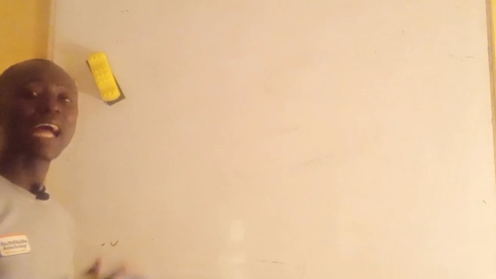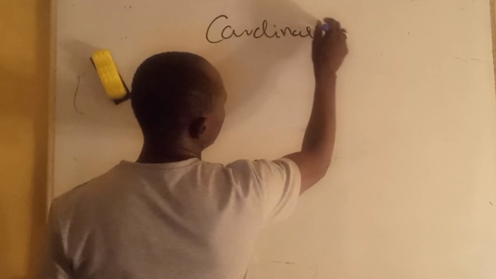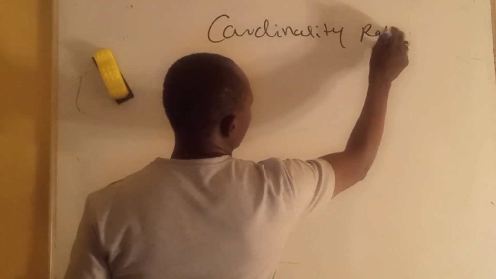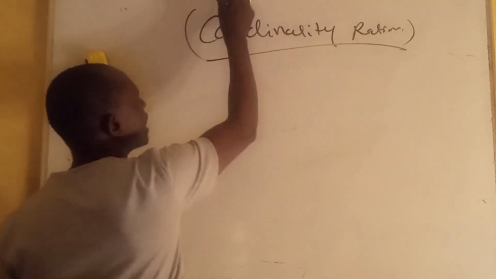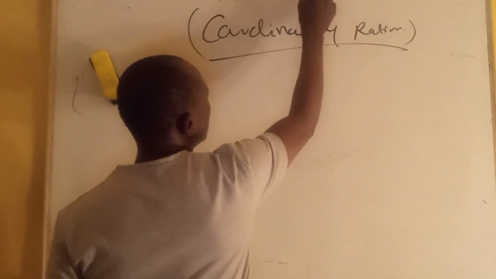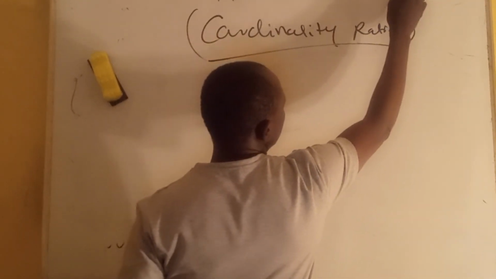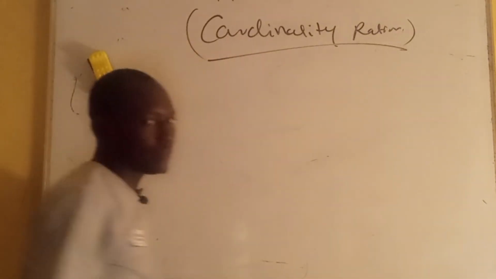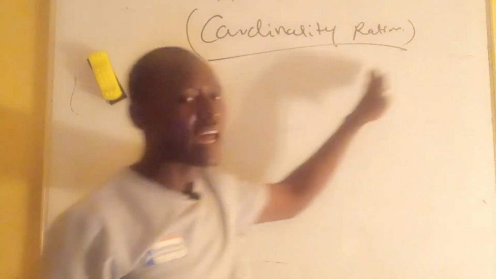Are we together? So we have what we call types of relationship in database management system, which is regarded as cardinality ratio. So this is the types of relationship in database management system, right? Types of relationship in database management system is regarded as cardinality ratio.